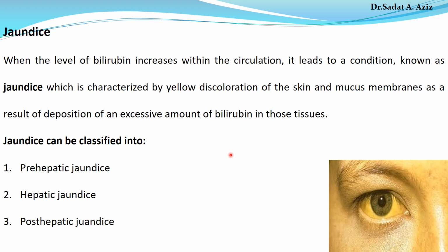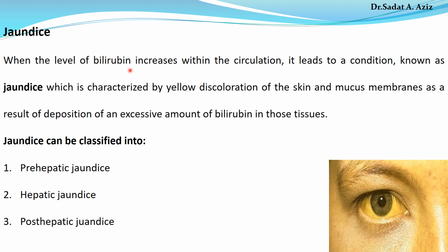So if you remember what we said in the previous lecture, we mentioned the fate of the red blood cells. We said after lysis of red blood cells, hemoglobin is released within the macrophage, and it goes through different structural changes to form bilirubin. So bilirubin is a byproduct of hemolysis.